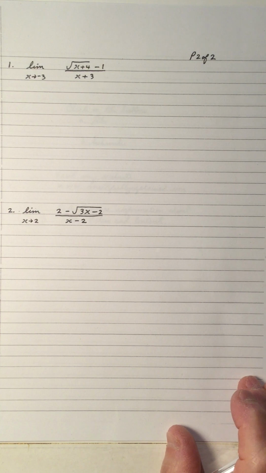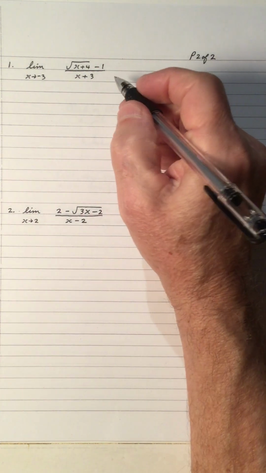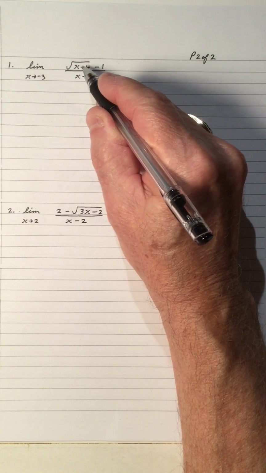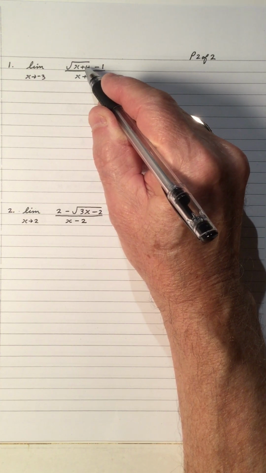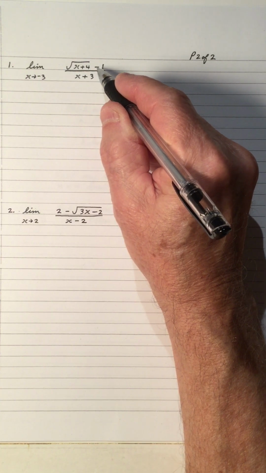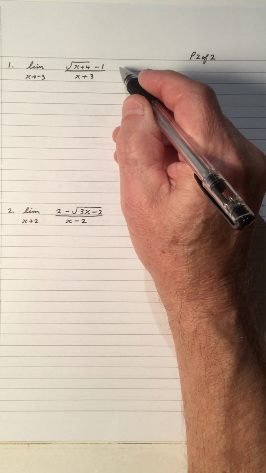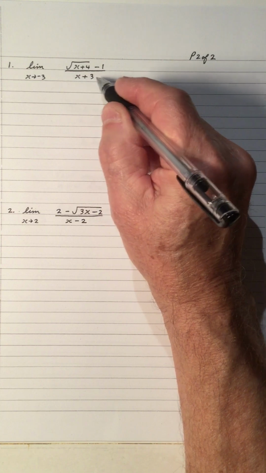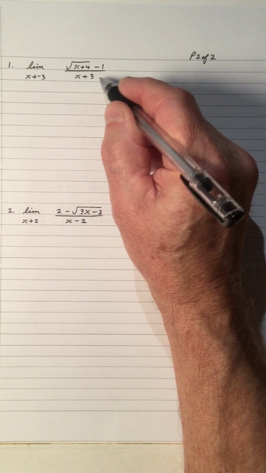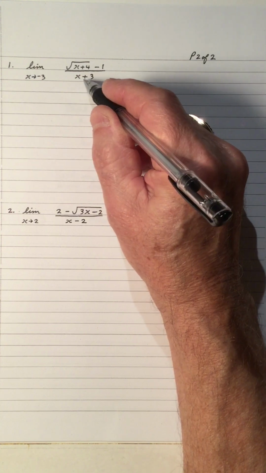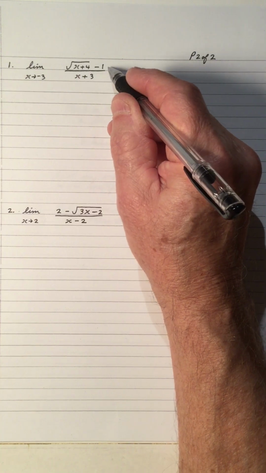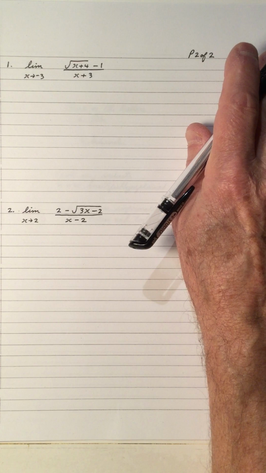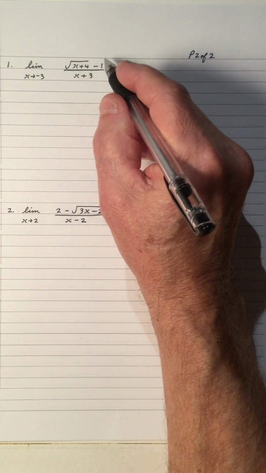Conjugates is the only difference. The conjugate of this numerator here is the root of x plus 4 add on 1. So we're going to notice that in the previous video we did it by rationalization, that is, not leaving a radical in the denominator, but in this case the radical is in the numerator, so we're going to do it by same process, but we just call it by conjugates.